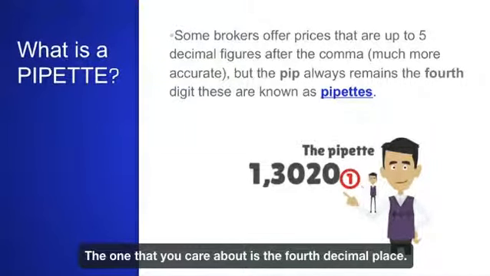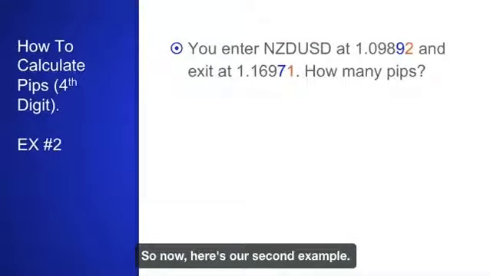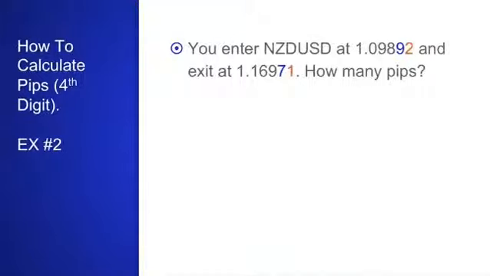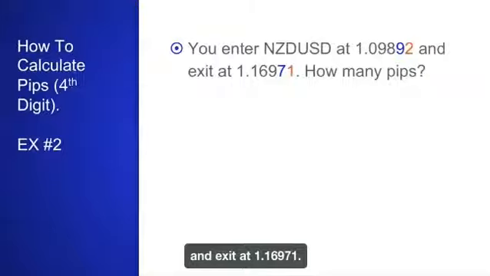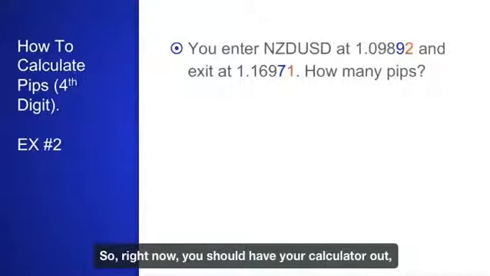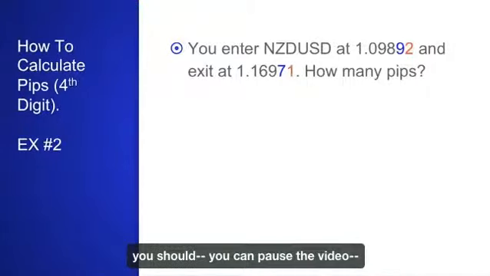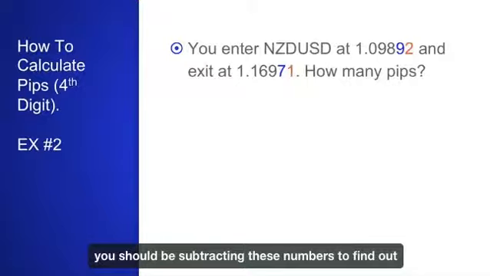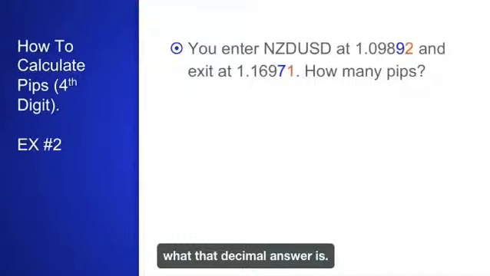The one that you care about is the 4th decimal place. So now here is our second example. You enter New Zealand dollar at 1.098992 and exit at 1.16971. How many pips? So right now, you should have your calculator out. You can pause the video. You should be subtracting these numbers to find out what that decimal answer is.